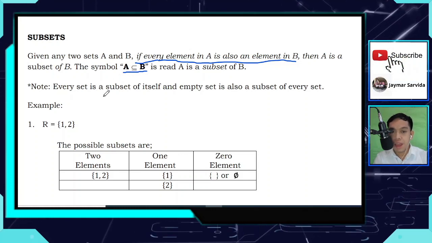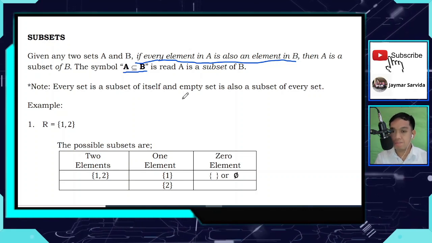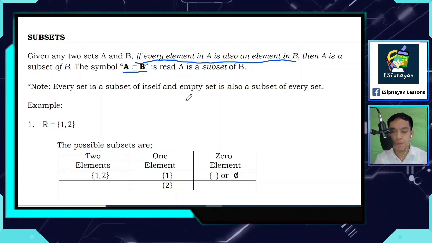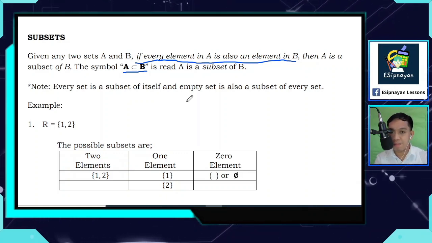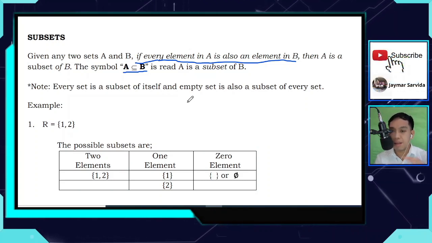Note, every set is a subset of itself. And empty set is also a subset of every set. So therefore, yung bawat set natin, subset siya ng kanyang sarili. Every set is a subset of itself. And pati na yung mga empty set. Empty set is a subset of every set.